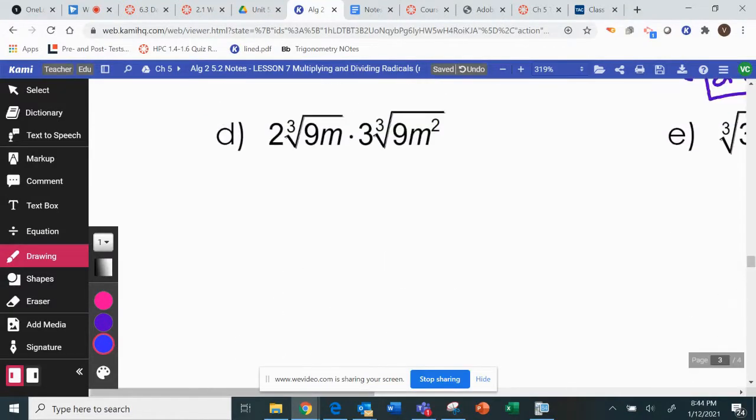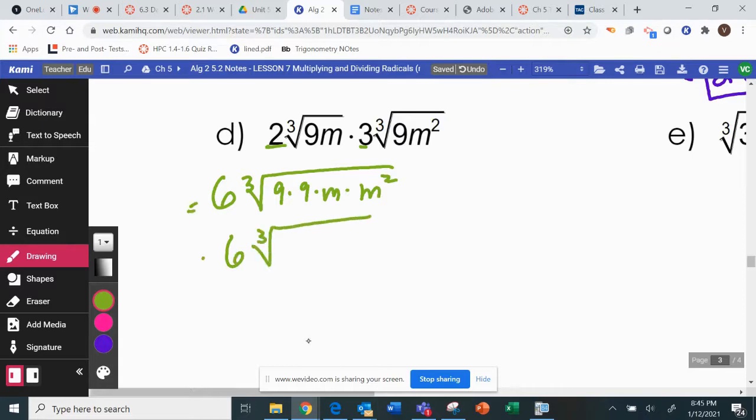Too far. All right, question D. Multiply the things that are in the same location together. We've got 2 times 3, which is 6. And then I've got the cube root of 9 times m to the second. So 6 cube root, 81 m to the third.